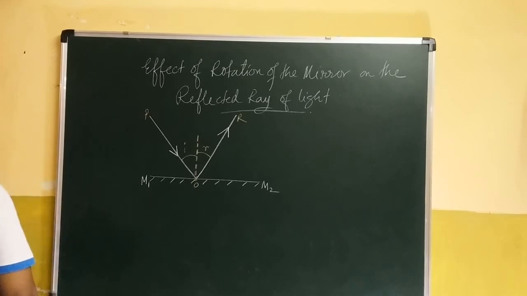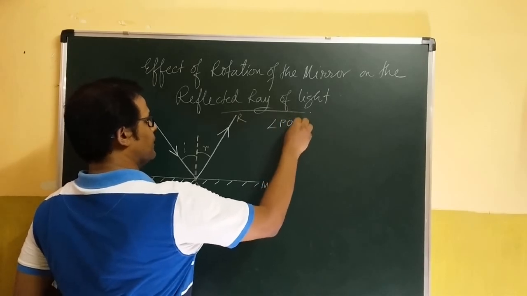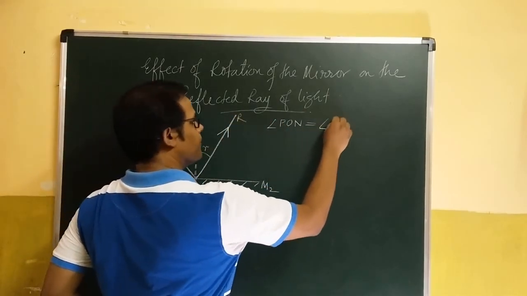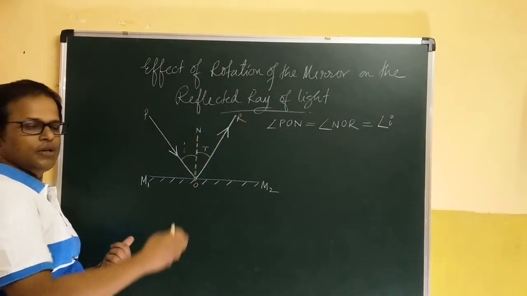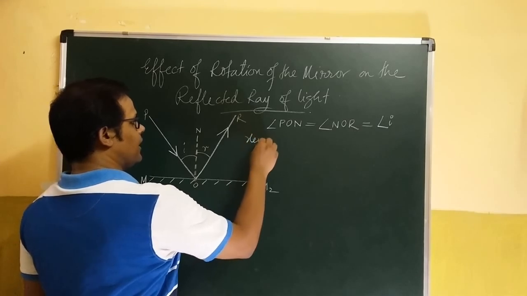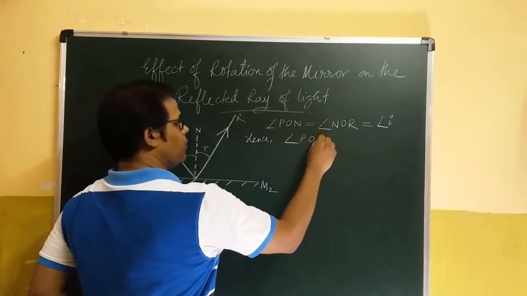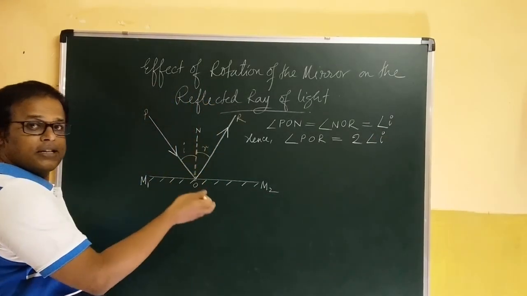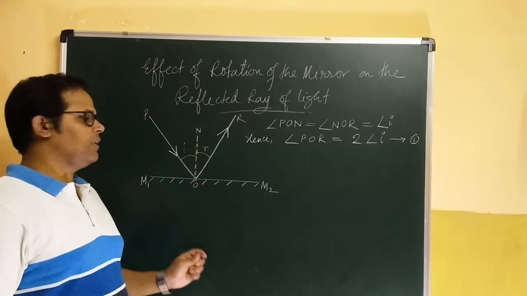So from this diagram, I can easily see that angle PON, the N representing the normal, is equal to angle NOR. And both the angles are exactly equal to angle I, because by measurement both are exactly of the same value. Alright, we can write that. Hence, I can say the total angle POR should be exactly equal to twice the angle I. Double the angle. Is that clear? Okay. So let us call it equation number one. I think very, very clear till here.